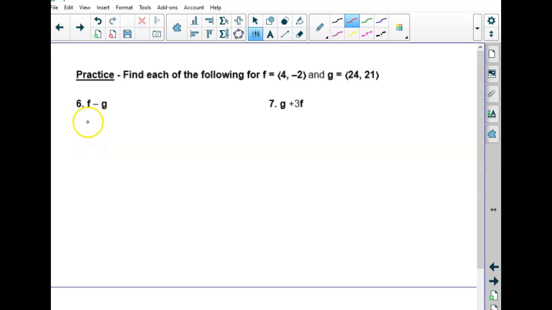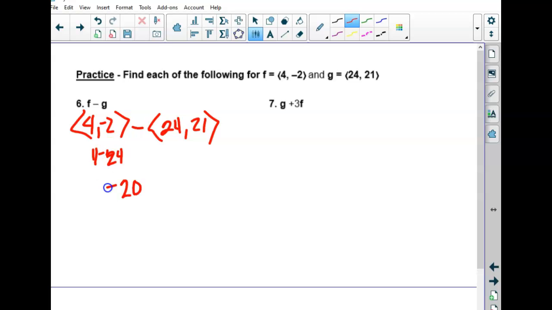Uh-oh, we got to subtract. So f is 4, negative 2. And we're supposed to subtract g, which is 24, 21. So 4 minus 24 in the x spot would give us what? Negative 20, okay? And in the y spot, negative 2 minus 21 would be negative 23. Did I do that right? Please holler if I didn't. I think it's right. Okay.